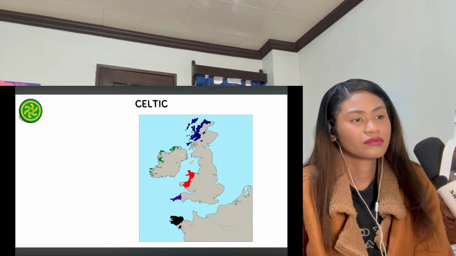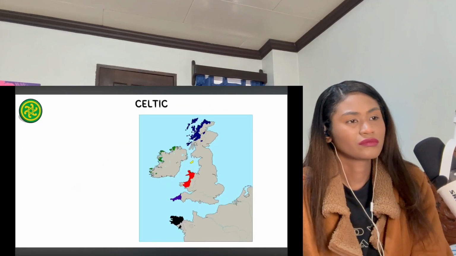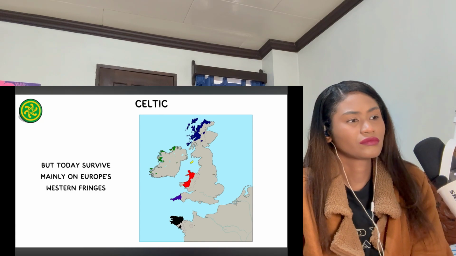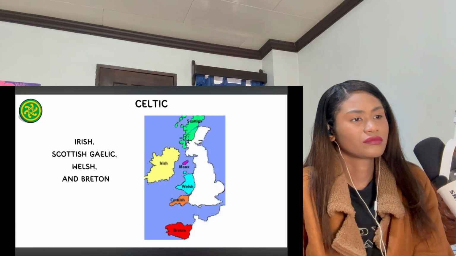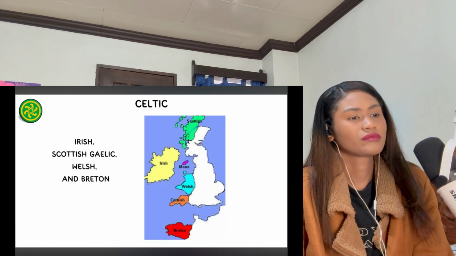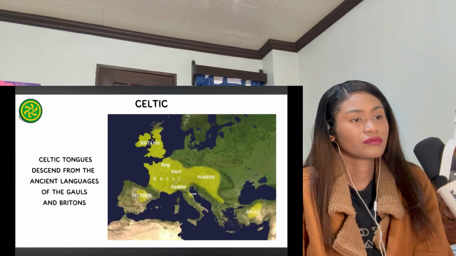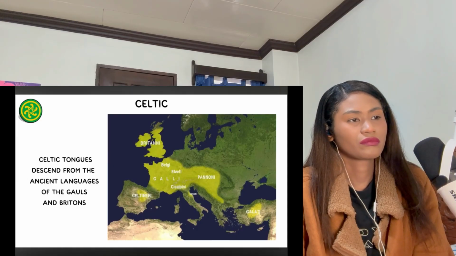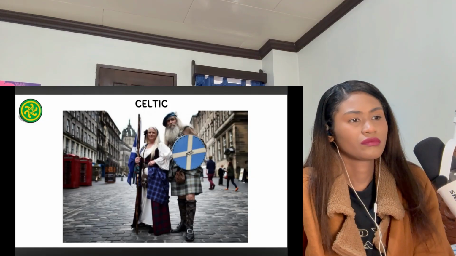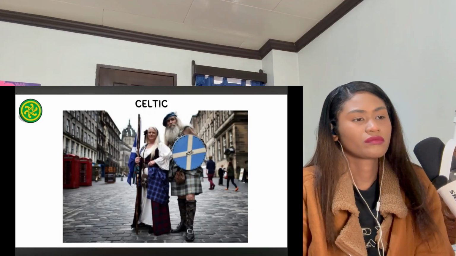Celtic. The Celtic languages once stretched across much of Europe during antiquity, but today survive mainly on Europe's western fringes. These include Irish, Scottish Gaelic, Welsh, and Breton, with Cornish and Manx revived in recent decades. Celtic tongues descend from the ancient languages of the Gauls and Britons, which were pushed back by Roman expansion, later Germanic invasions, and political suppression. Despite decline, they remain powerful symbols of cultural identity and resistance.